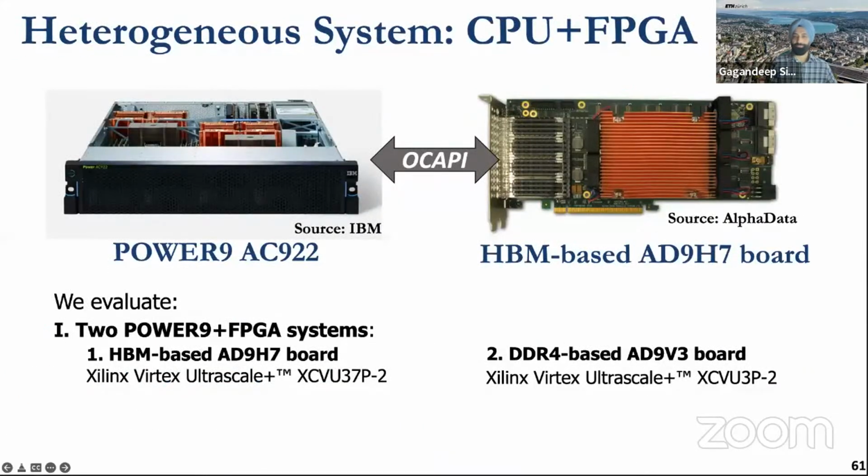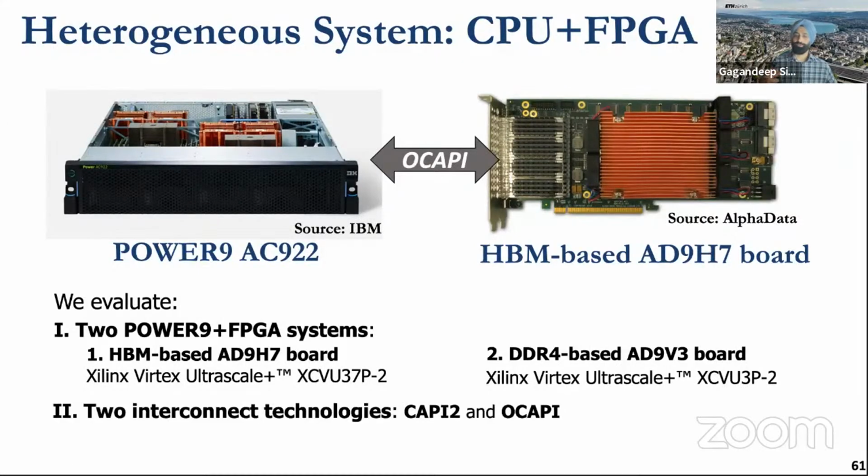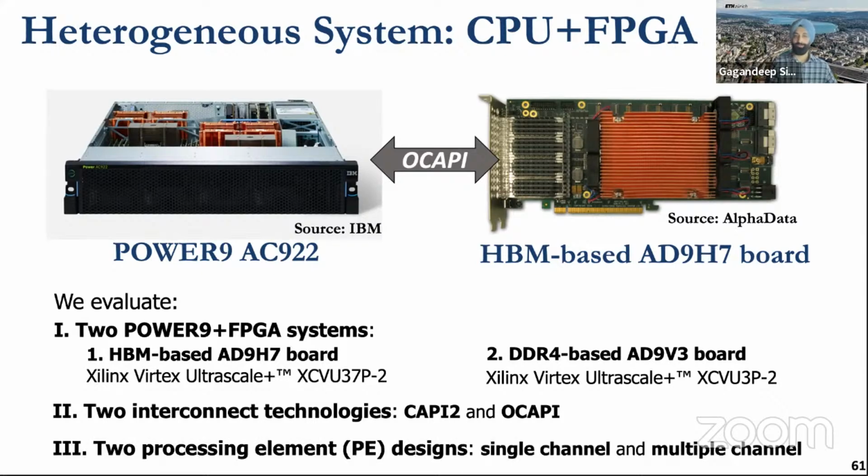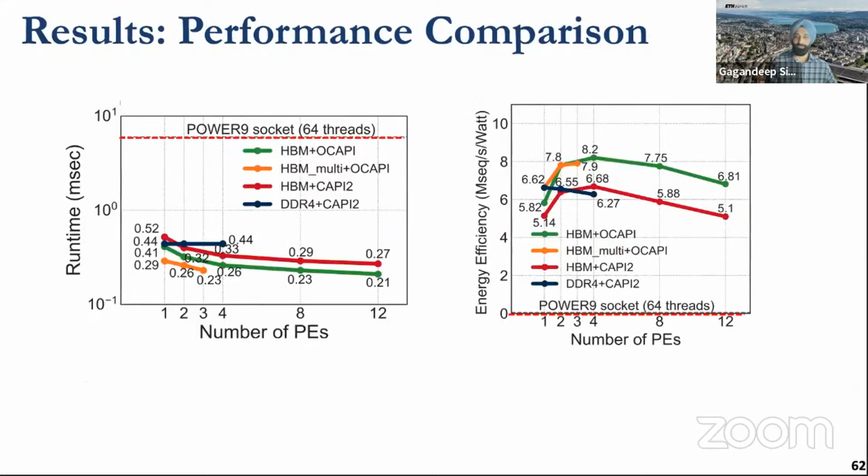systems. We were using the same heterogeneous system, but now we also extended it with two new interconnect technologies. Earlier we had just CAPI2 between the host system and the FPGA, but now we also had OpenCAPI, which provides double the amount of bandwidth. Also, earlier we were using a single channel design where we were fetching data from one HBM channel, but now we also have a multi-channel design where we fetch data from multiple HBM channels. So we have an extensive evaluation for these two data-intensive application domains.